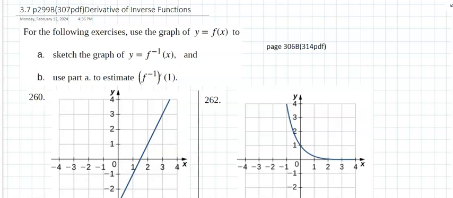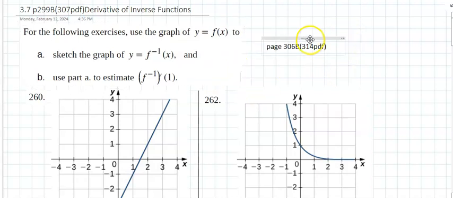Section 3.7 is on page 299 in the book, and it talks about derivatives of inverse trig functions. So we have two types of functions we're going to be really focusing on. One is the general inverse of a function, and the second is the inverse trig function specifically. If you recall, in an inverse of a function, we switch x with y. That's really how things work.